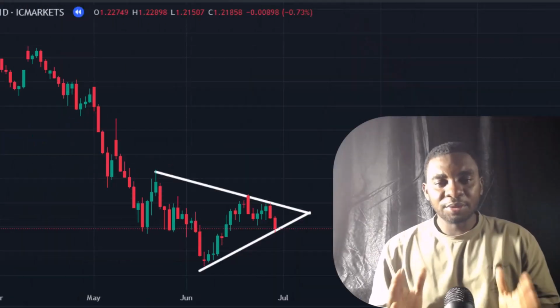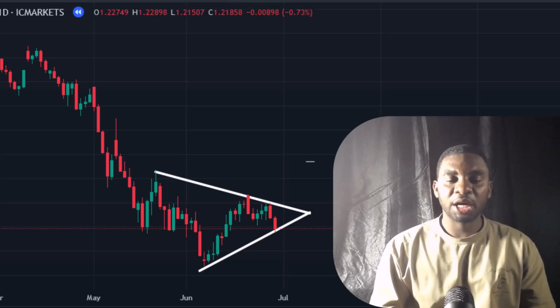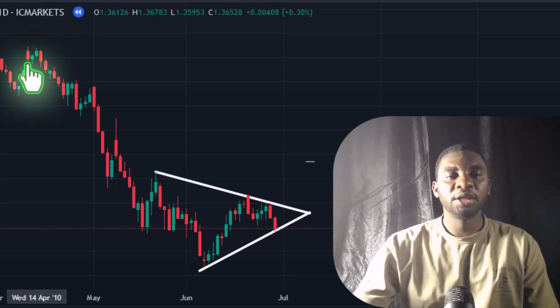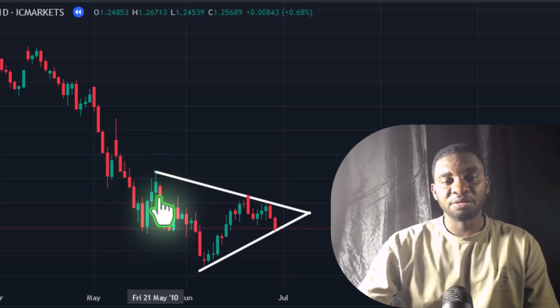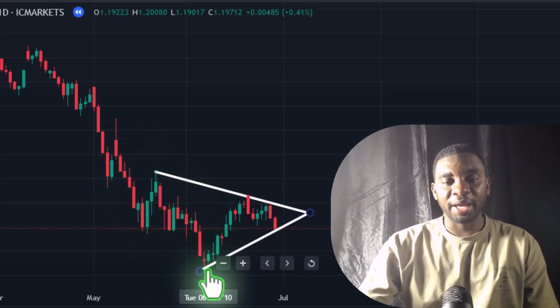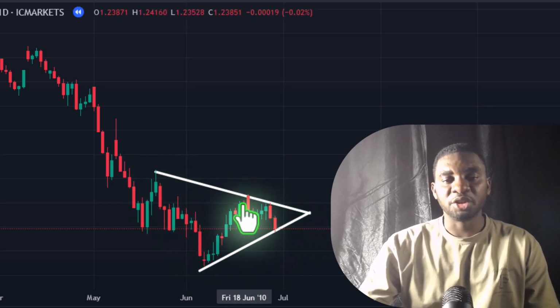So let us go into the symmetrical triangle. Let's look at how to trade the symmetrical triangle. You can see after this sustained bearish move, when price gets to this point, you can see the indecision. There is a drop in volume.